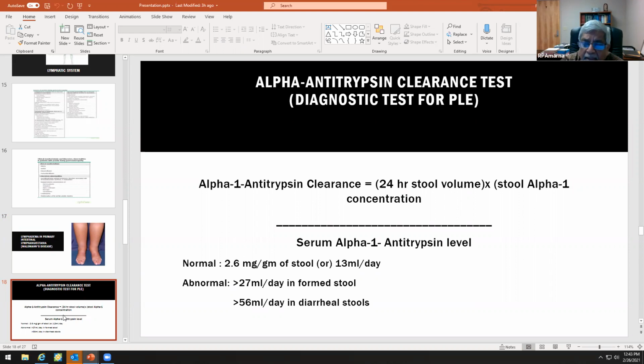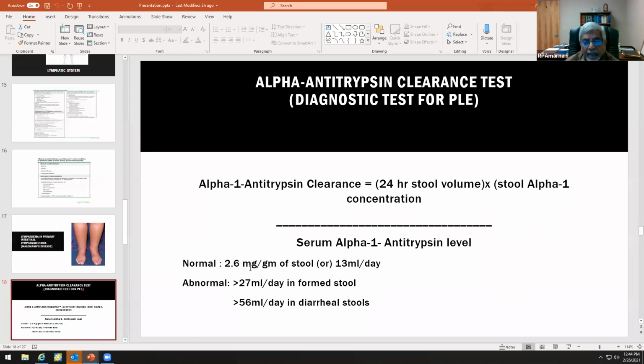The way it is done is that some amount of alpha-1 antitrypsin is secreted into the intestinal tract, so you can measure the amount of alpha-1 antitrypsin that comes out in the stool. You collect a 24-hour stool sample and measure the alpha-1 antitrypsin concentration and the volume, multiply those, and divide by the serum alpha-1 antitrypsin level. That will give you a number, how many milliliters of stool contains that.